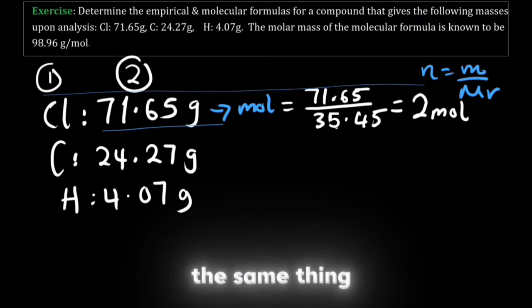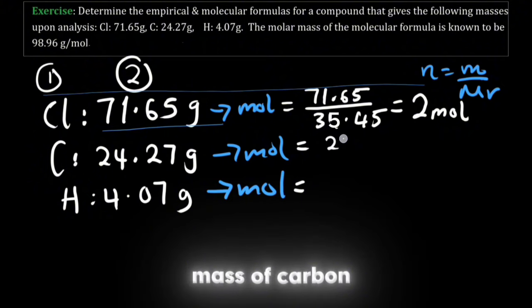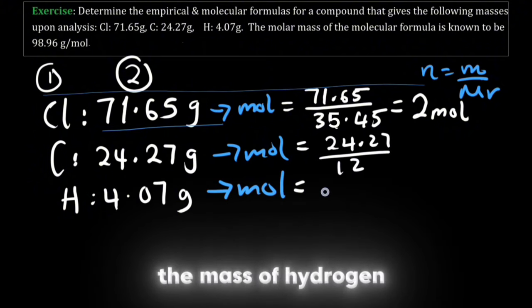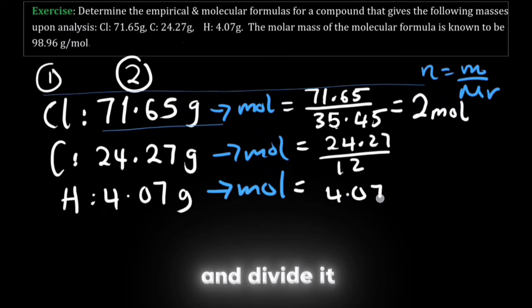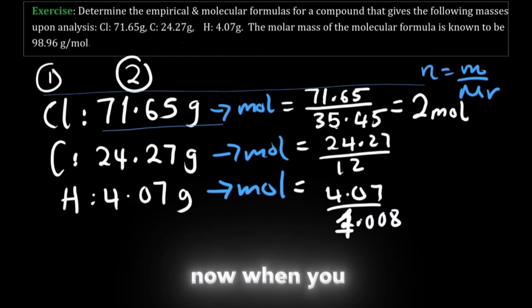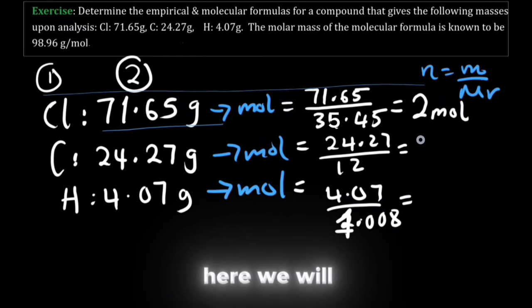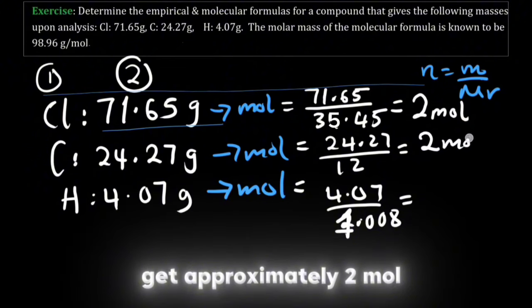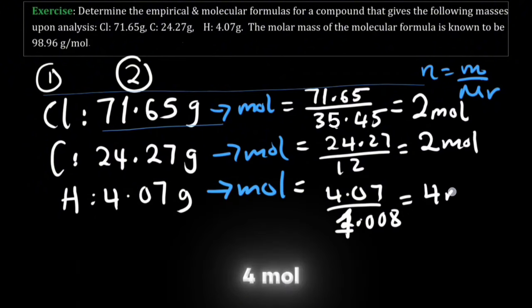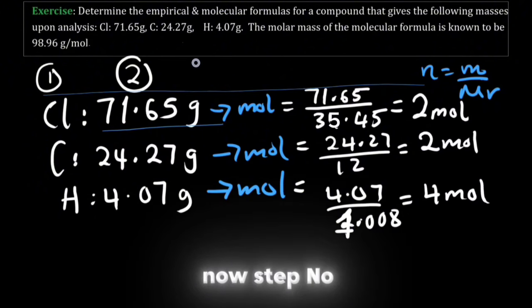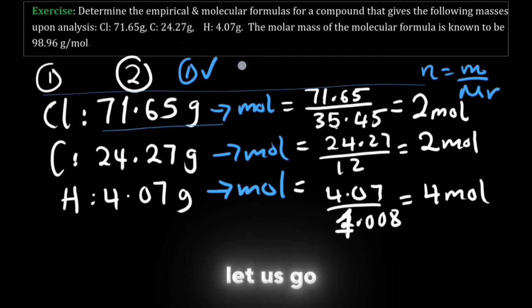Now we'll do the same thing for the rest. We'll take the mass of carbon divided by the molar mass. We'll also take the mass of hydrogen and divide it by the molar mass. Now when you divide this, here you will get approximately 2 mole, and here you will get approximately 4 mole. Now step number 1 is done. Let us go to step number 2.